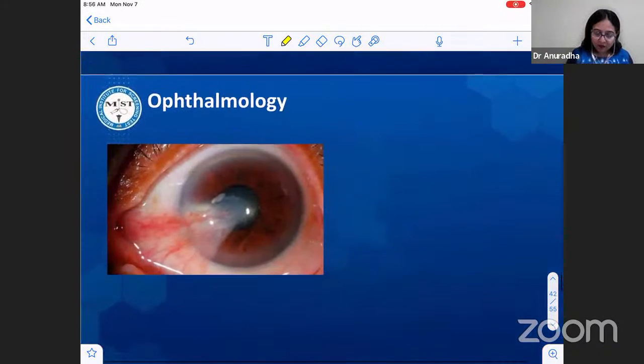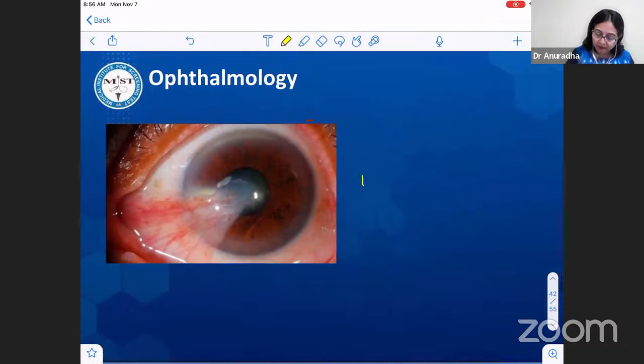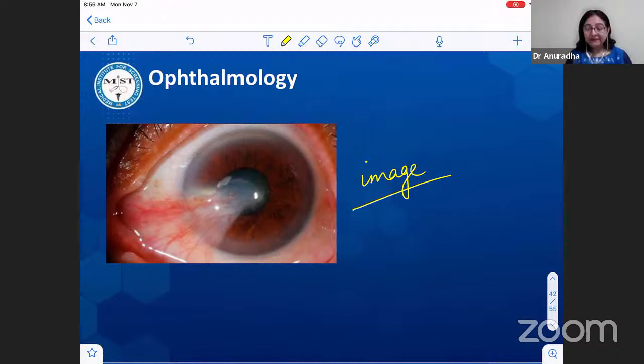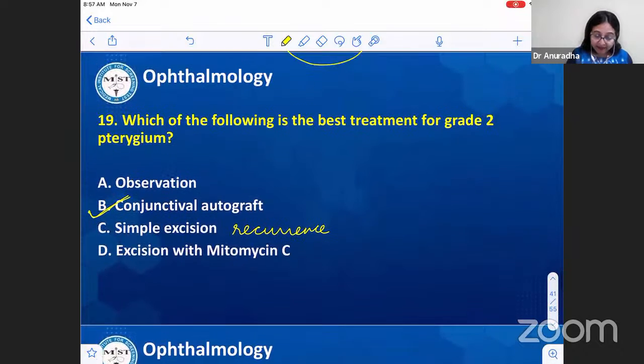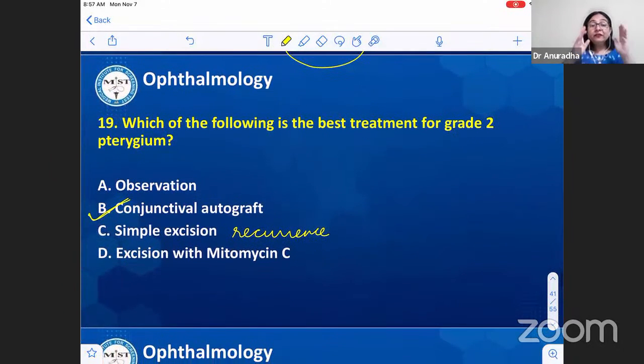So pterygium can come as your image question also, beta. The best treatment, conjunctival autograft. The best treatment to prevent recurrence, conjunctival autograft. Other choices are you can go for amniotic membrane transplant also. You can go for mitomycin also. But best is conjunctival autograft. If the choice is between autograft and mitomycin, pick autograft because that has less complications. Okay, right?